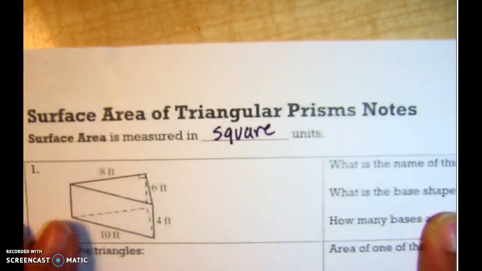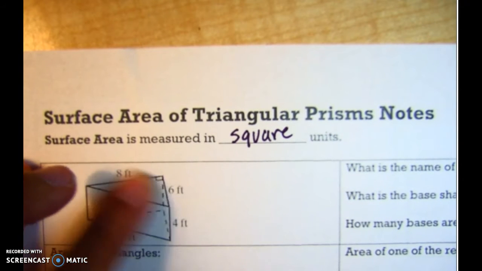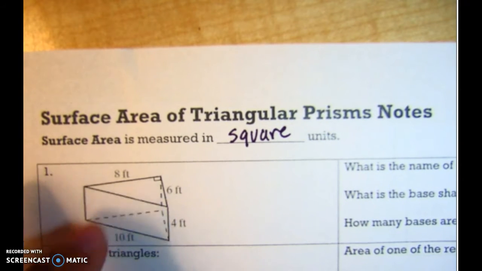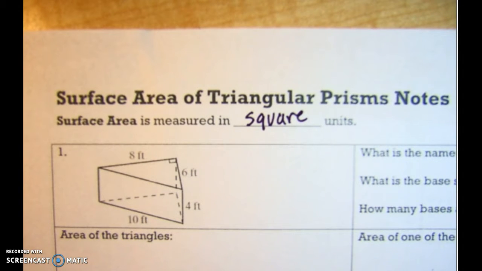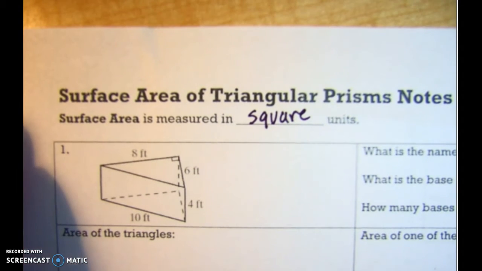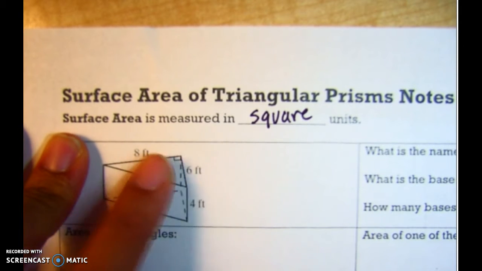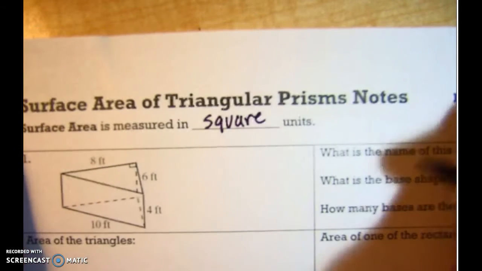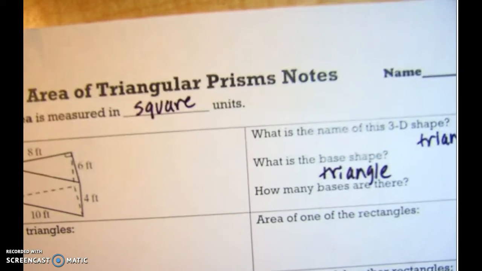What is the base shape? Well, there are 2 bases. Basically, anything that's a prism has rectangles going around, and then it's named by its base. So if you have squares at your base, it could be a square prism, octagons at the base, octagonal prism. But these 2 bases are triangles. So I'm going to say triangle. That's what makes it a triangular prism.